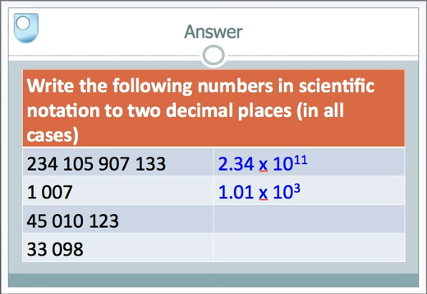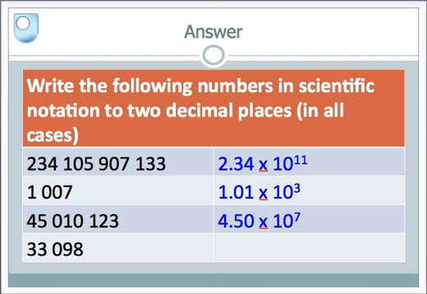Let's have a look again at 45,010,123. Again, this time I should be moving the decimal point 1, 2, 3, 4, 5, 6, 7 places to the left. So that'll give me 10 to the power of 7. That'll give me 4.501. The second decimal place is a 0, the third is a 1. I shan't be rounding up in this particular case. So my answer is 4.50 times 10 to the power of 7.